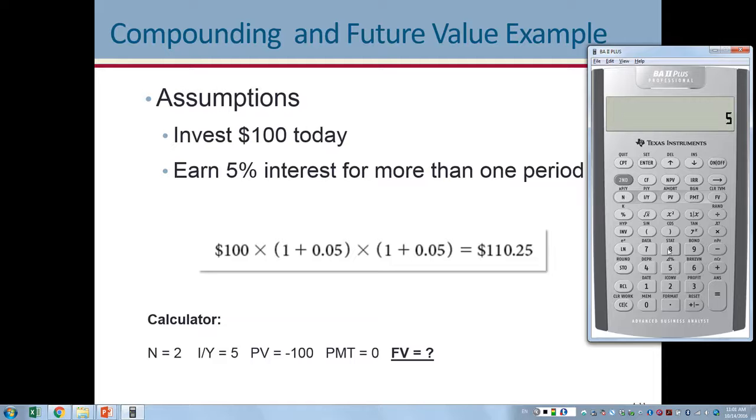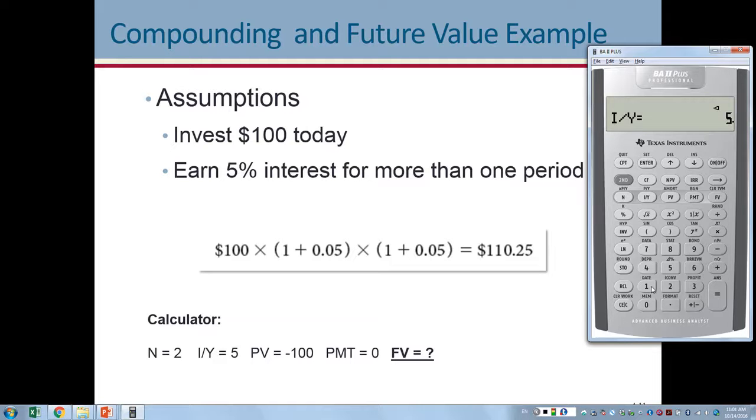Now, 5% is the interest rate. We are just going to hit 5. The calculator already knows it's a percentage. You don't need to change it to decimal. This is a very important thing. If you're using the formula, you need to keep it as a decimal. You're using the calculator, you put it as a percentage, which is 5.